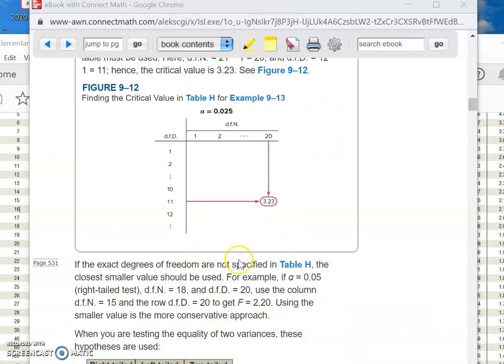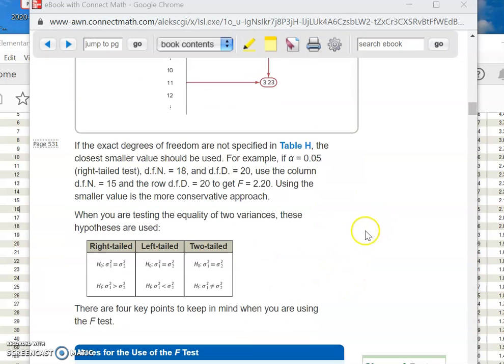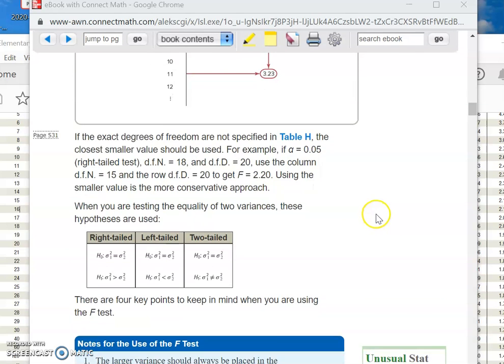I want you guys to look at this. Follow what he's saying, look at the table, and make sure you understand it, okay?